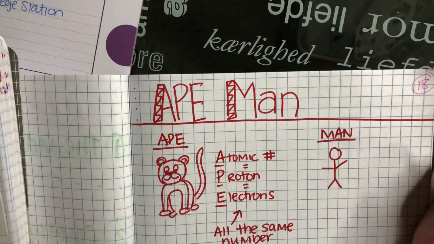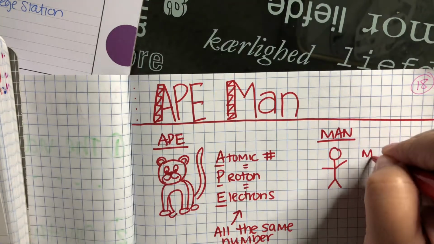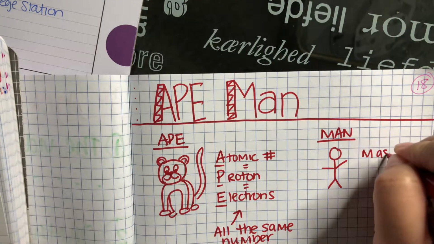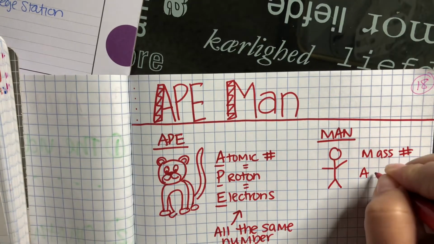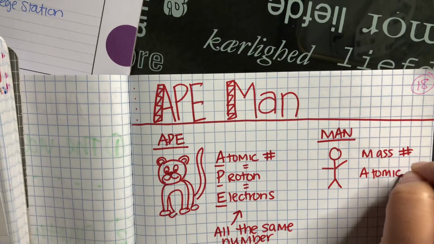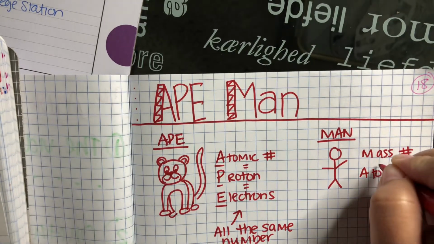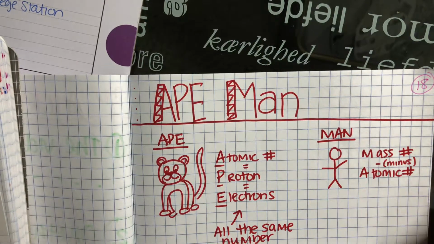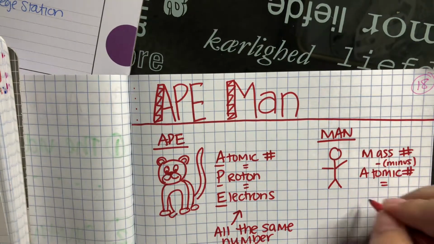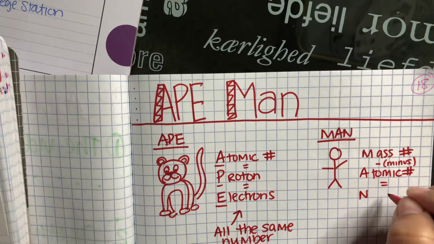All right, and then for MAN: mass number, minus atomic number, equals neutrons.